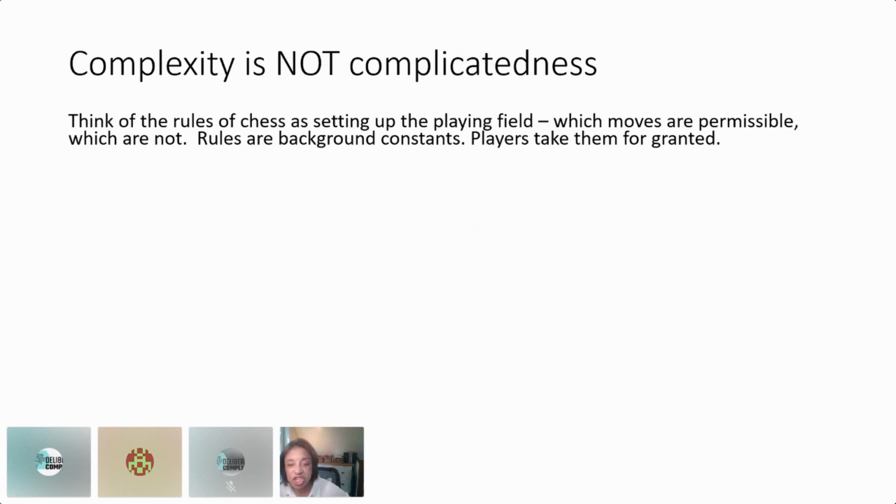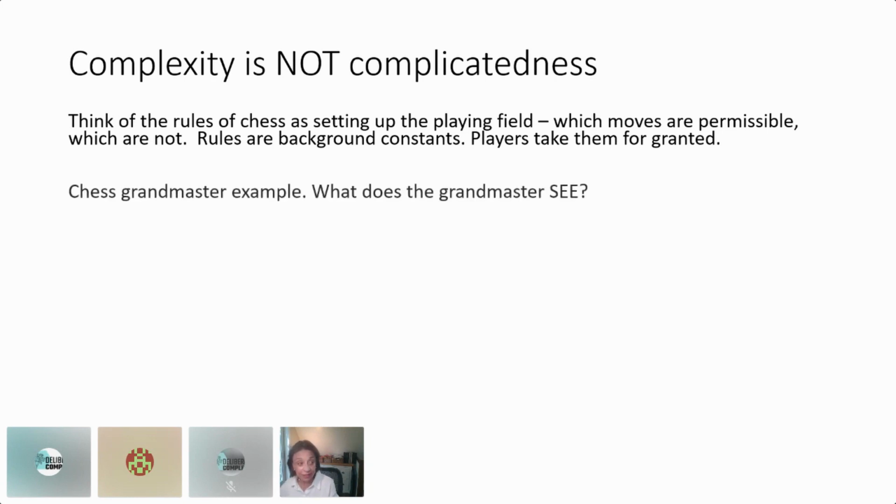Think of the rules of chess as constraints that set up the playing field we call a chess game. What do those constraints do? Again, the rules of chess do not move the hand of the player. They are not efficient causes. They simply lay down the settings of which moves are permissible and which are not. The rules of chess are background constraints that are so stable that you can call them constants. The players take them for granted.